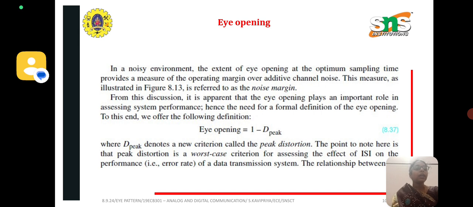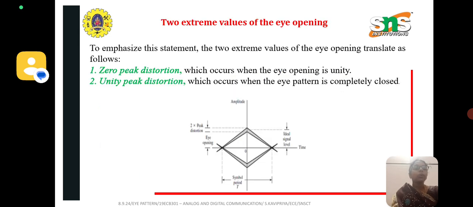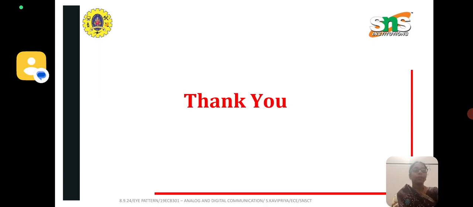D peak is a new criterion, we call it the peak distortion. The peak distortion is a worst case criterion for assessing the effect of ISI on the performance of the data transmission system. If there is a zero peak distortion, then the eye opening is of unity. Unity peak distortion occurs when the eye pattern is completely closed. So that's all about the eye opening.